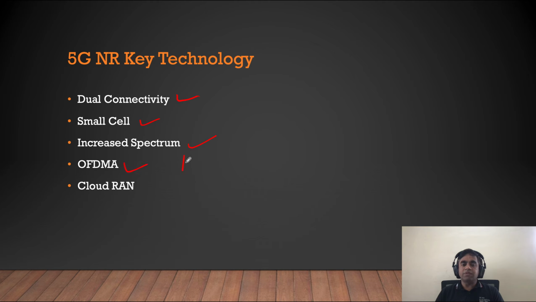OFDMA, which is actually the physical layer between your radio and the UE. How does the frequency travel? So that is OFDMA, and then we will cover the Cloud RAN part.